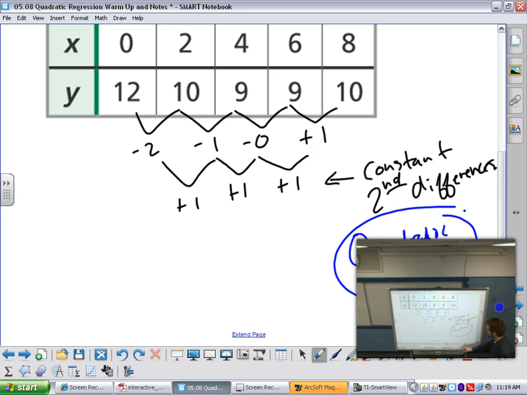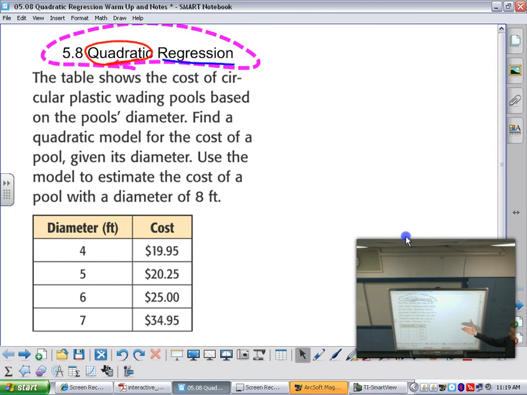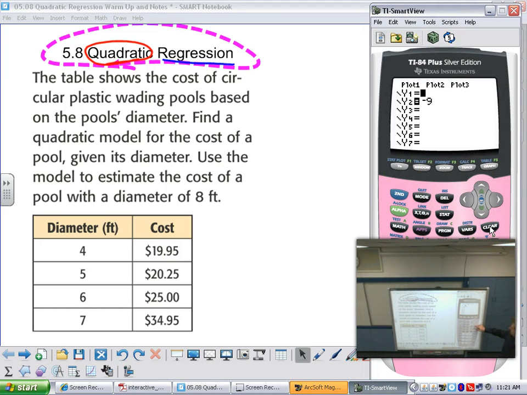Now, what are you actually going to do with any of this information? You're going to do stuff like this. Back to the original. The table shows the cost of circular plastic wading pools based on the pool's diameter. Those little pools are like this high. You're going to take your calculator, go to the y equals screen, and clear anything that might be there because we don't want any graphs left over from our old stuff.